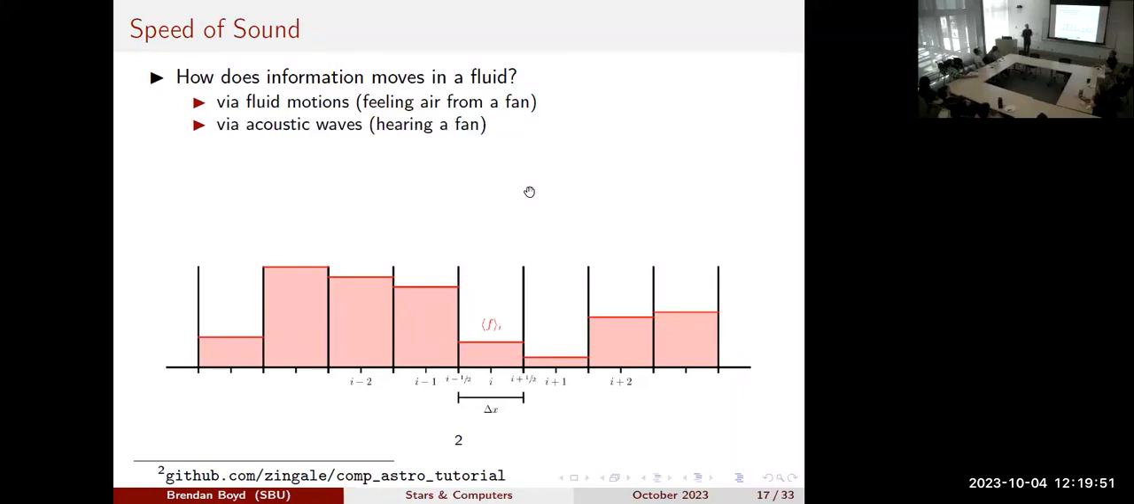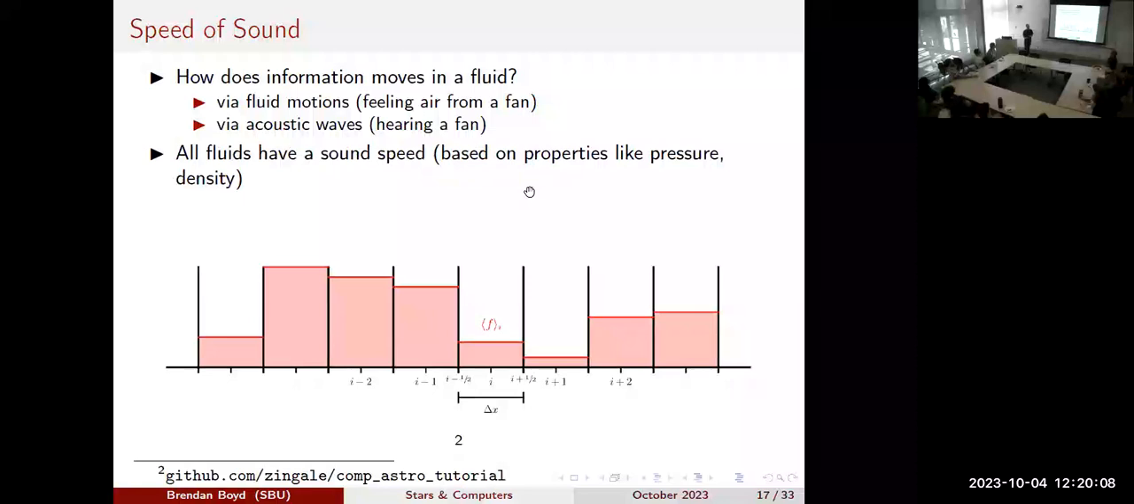But if you're on the other side of the room, you might still be able to hear the fan, even if you don't feel the air blowing. That's coming from the sound waves, or the acoustic waves. So these also carry information. And so the speed of sound can also limit how quickly or how far in advance we can predict, and limit the time step.